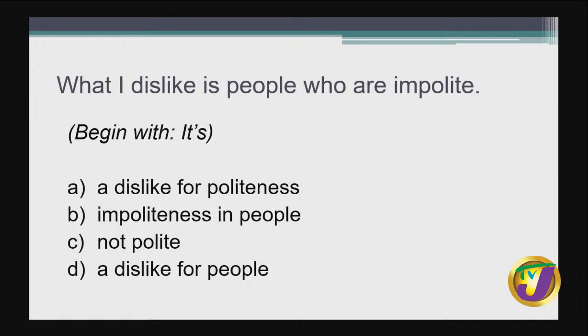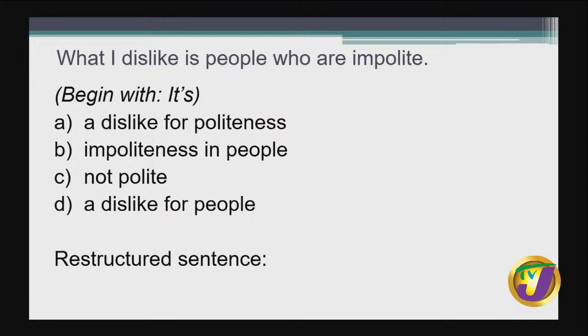So, "it's what?" Remember now, I told you these short sentences are very tricky because they're so tiny. You're not sure what you must break apart and move around. But we need to move around. So "it's what?" It's a dislike for politeness. It's impoliteness in people. It's not polite. Or it's a dislike for people. Well, we know that one of those is clearly not the answer based on the original sentence. So again, this one is very tricky, so be careful. What are you going to use after you start your sentence with "it's"?